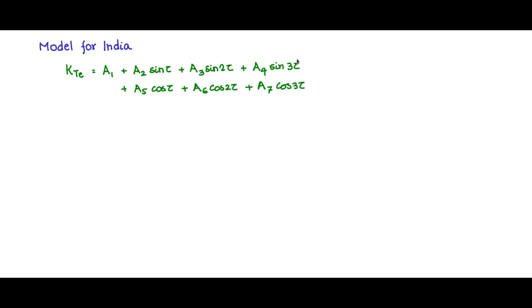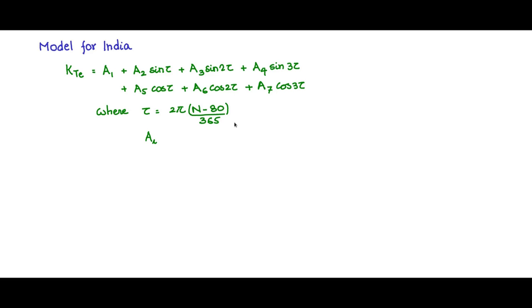Now this is the model framework. This is a Fourier series curve fit model. We need to estimate A1, A2, A3, A4, A5, A6, A7 based on atmospheric parameters. So how do we find the various parameters? First, let us take tau, that is the yearly period. Instead of taking 2 pi n by 365, we shall take 2 pi (n minus 80) by 365. This gives a much lower mean square error.